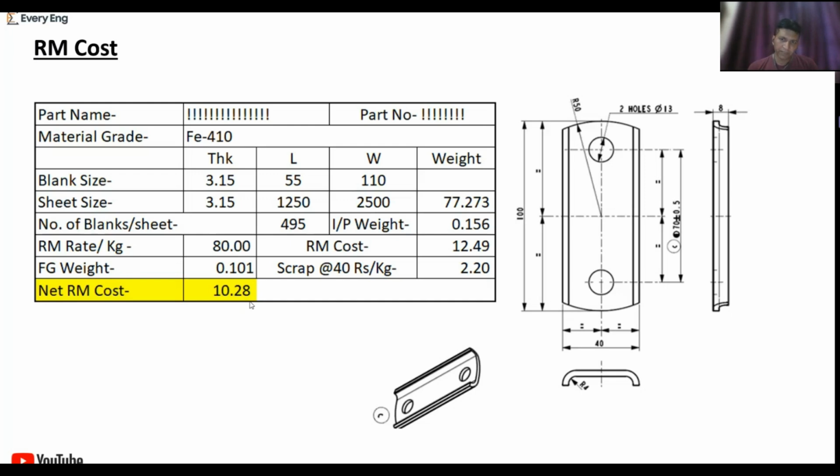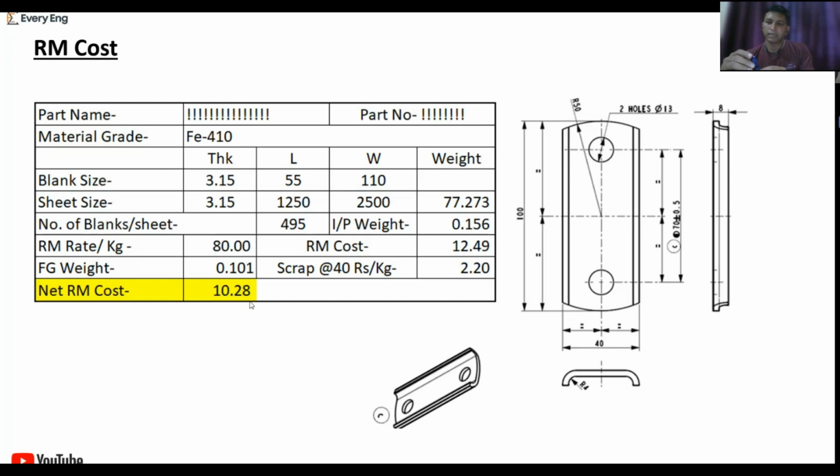So if you have seen a pen, this pen may have four or five components, four elements: this one, this one, this one, this one. So we consider every element with a different net RM cost.